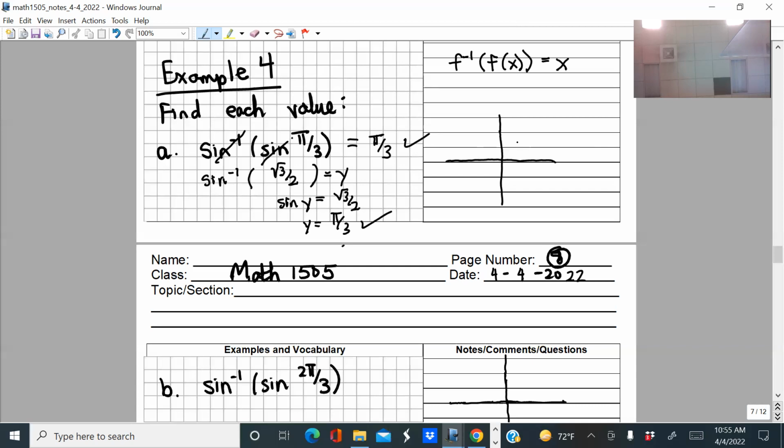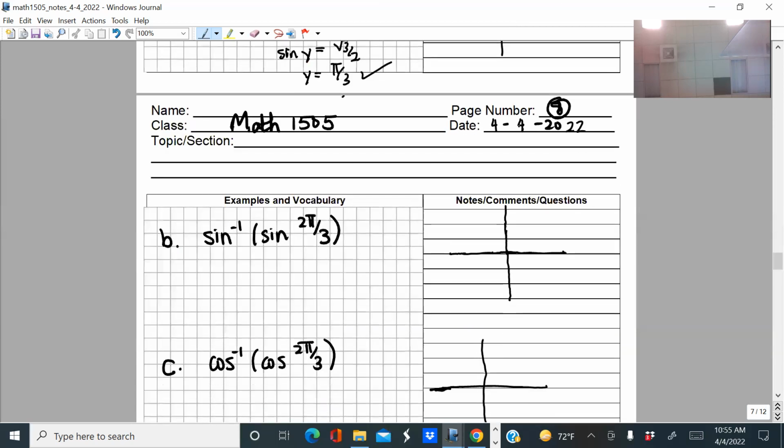Let's try this here. So sine inverse, also known as arc sine, of 2 pi over 3. So again, if we get lucky, since these functions are almost inverses of one another, these two should cancel, and hopefully we get 2 pi over 3.